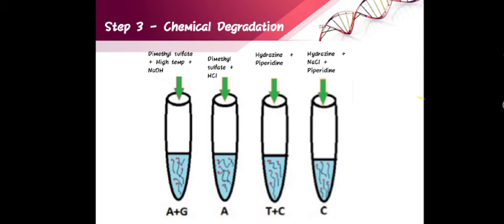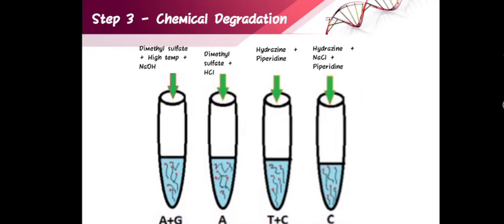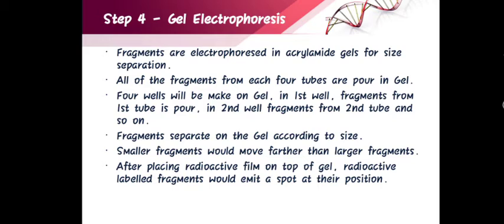And in the next one, we use it for cytosine, so that will be hydrazine with NaCl and piperidine. So these are the reaction mixtures that are added to each of these tubes respectively for the bases guanine, adenine, thymine and cytosine in the order. Now after the chemical degradation, we get these nucleotide sequences that are specific to these chemicals with the bases. And after that, we subject them to gel electrophoresis, where the fragments are electrophoresed on an acrylamide gel and they are separated by their sizes.